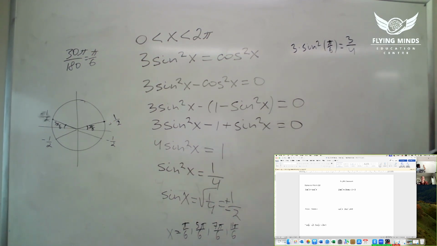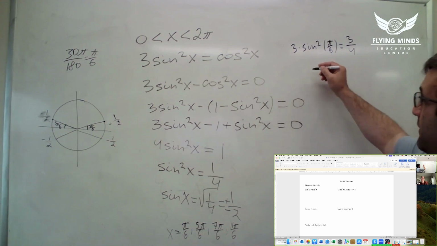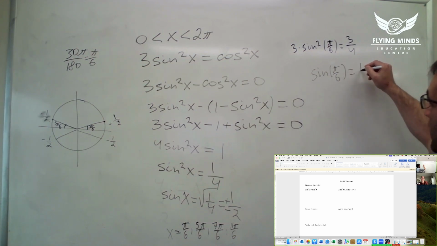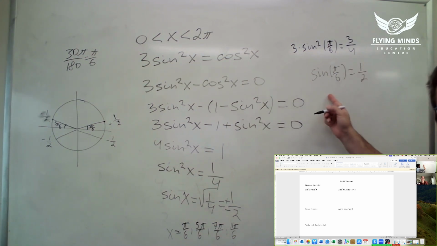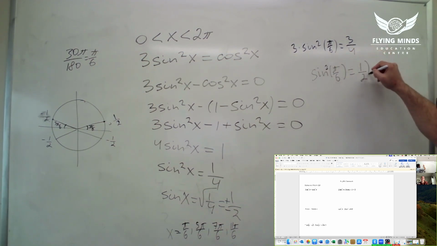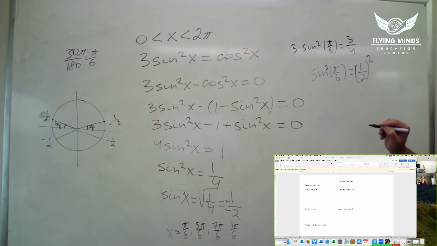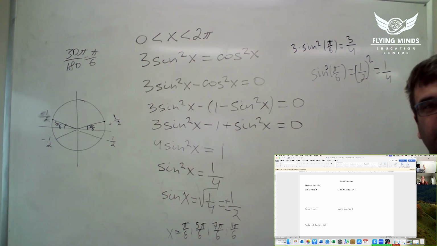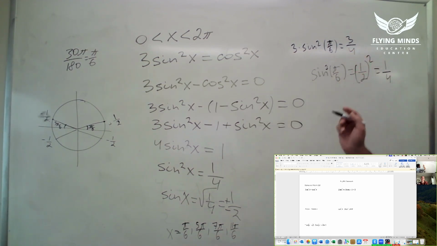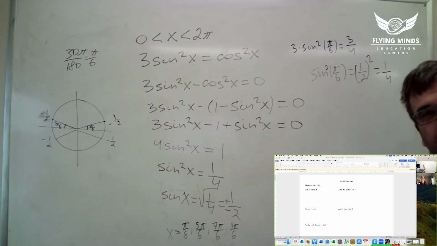No, not sine of 1/4. Sine of pi over 6 equals to half. Right? And then you square both sides. We have sine squared, so it means we need to square the result, which gives us 1/4. And then times 3. Yeah, 1/4 times 3 is 3/4. I think I get it. Okay.